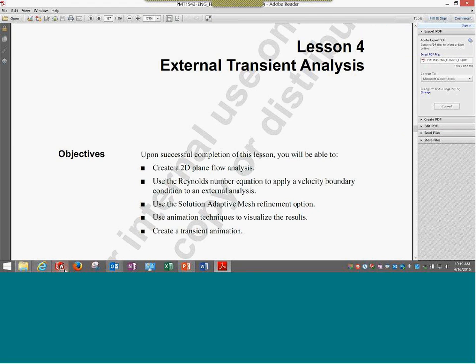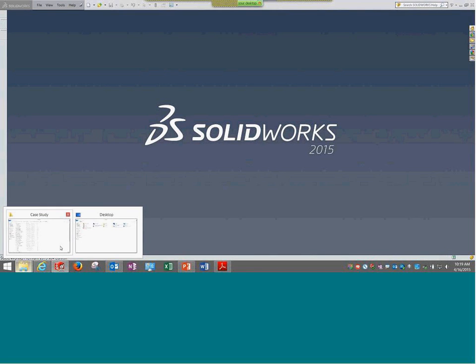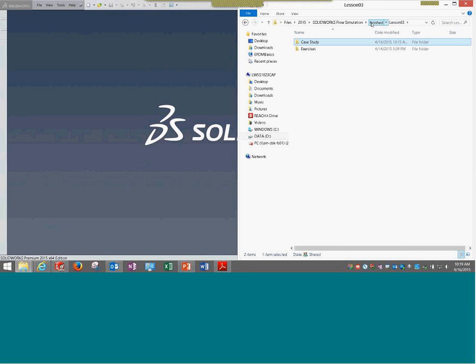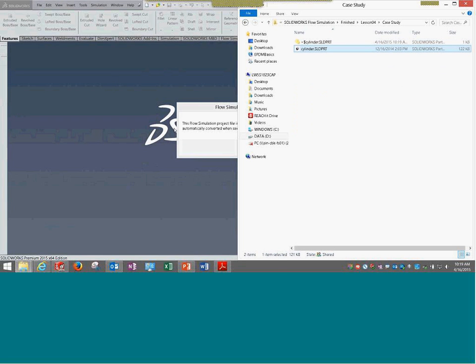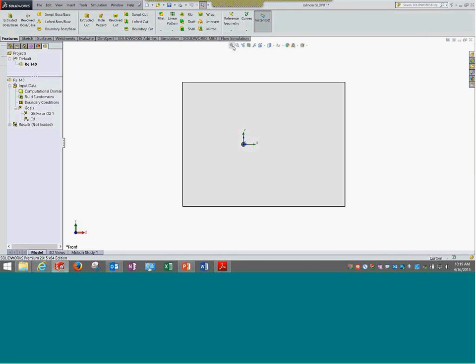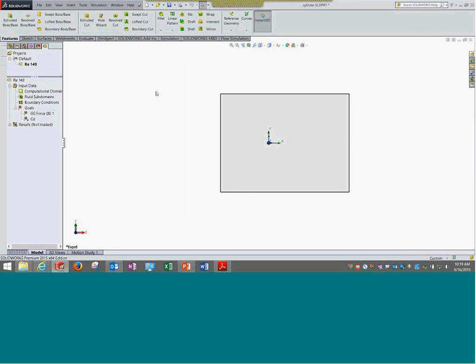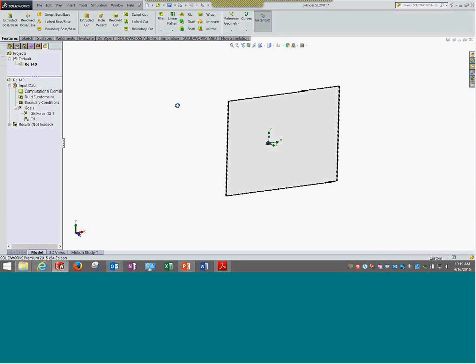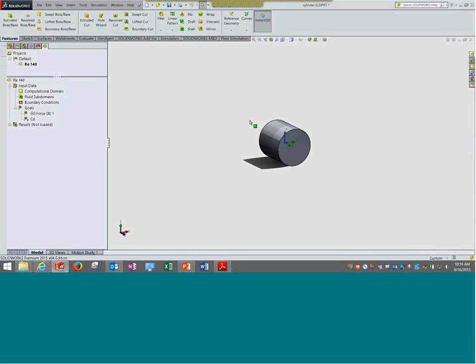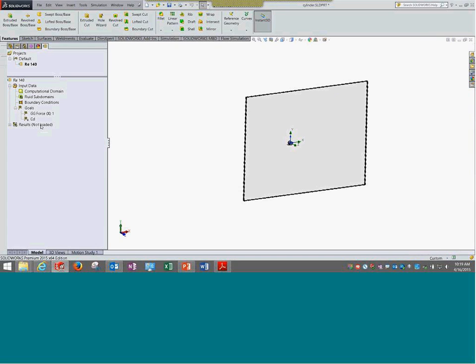Let's go to lesson 4. Let me open the study. In this sample we are going into external flow analysis: how to define an external flow analysis, and we are also going into the time domain. So this analysis would include defects, and we are seeing the behavior of this part with time.